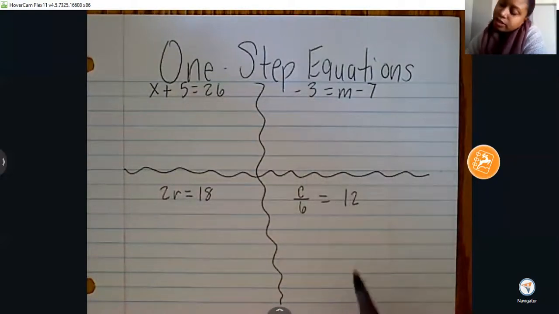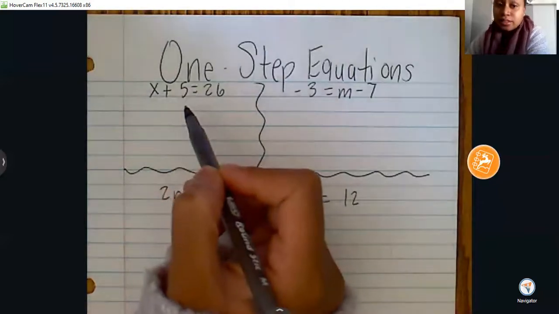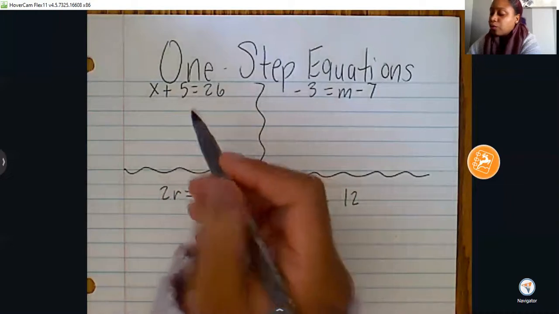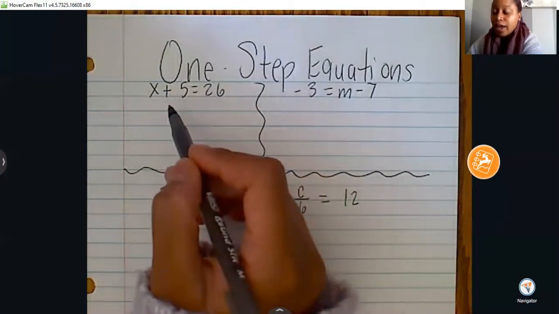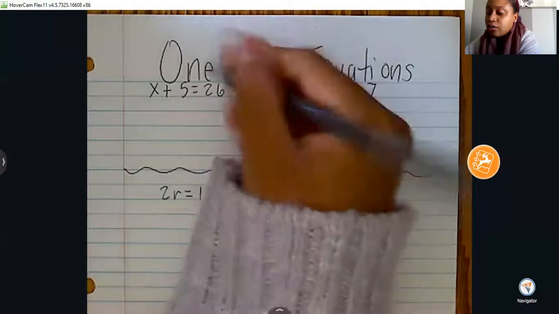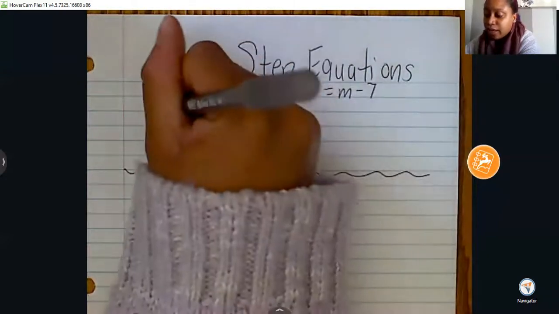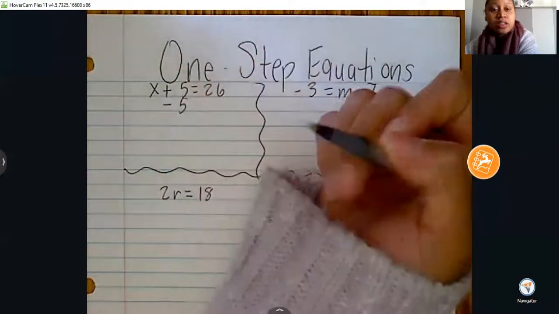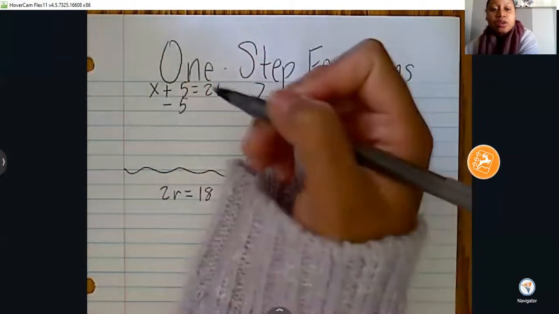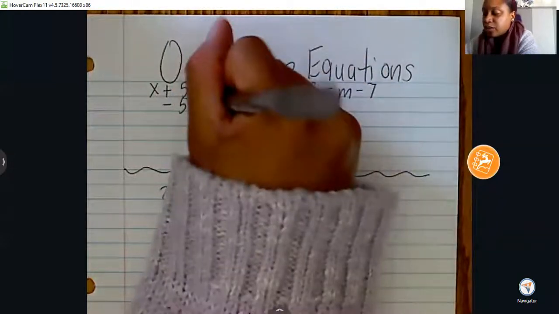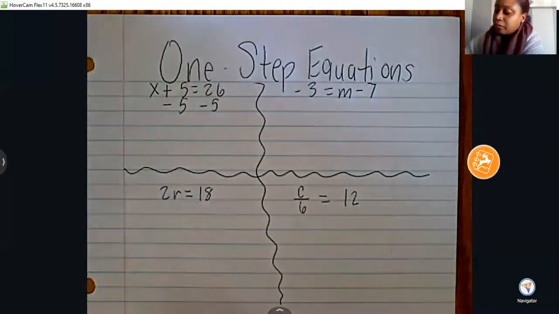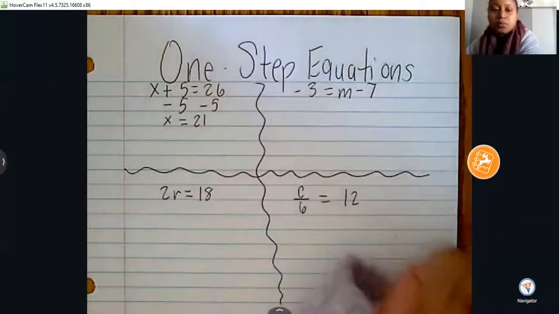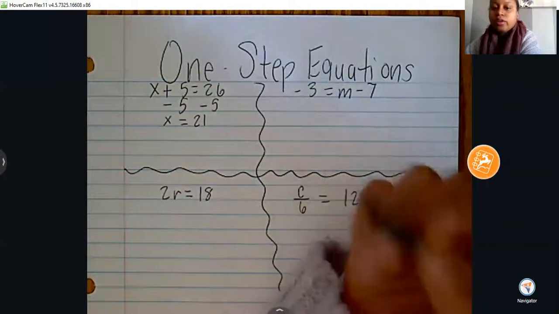So let's say, for instance, we have x plus 5 equals 26. We want to do the inverse operation, which is the opposite operation. The inverse operation of adding is subtraction. So to get rid of this 5 from the x, we are going to subtract 5, because then that will leave you with just x on the left side. But if you subtract on the left side, you also have to subtract on the right side. So then you're left with x equals 21. 26 minus 5 is 21, and that's our final answer.